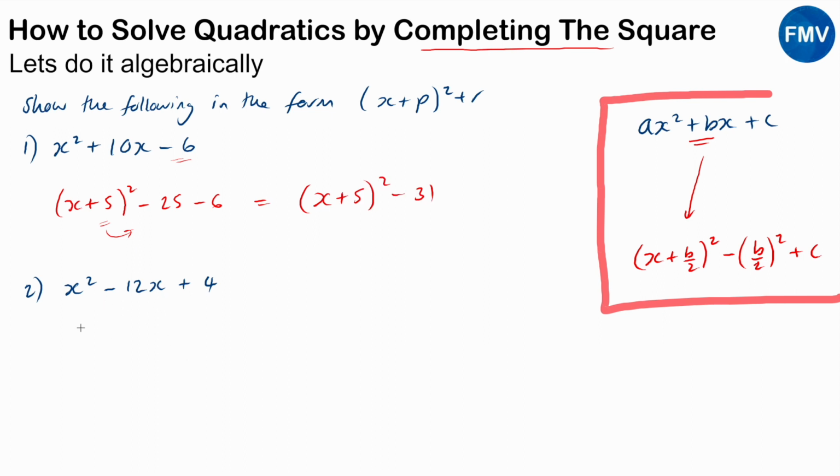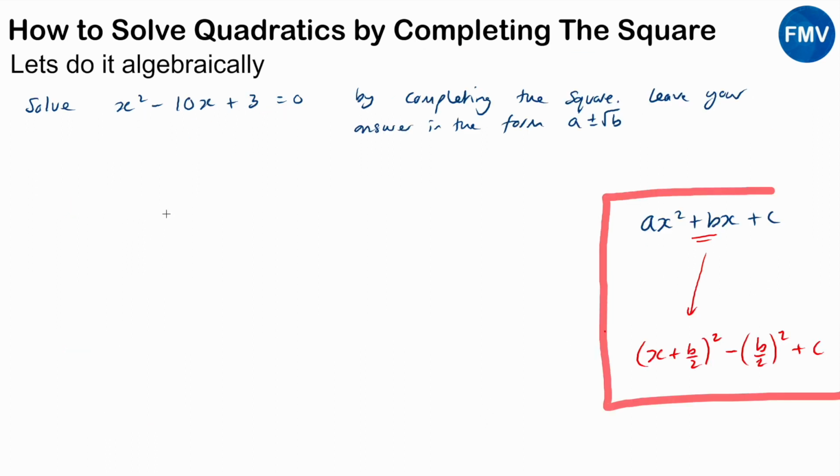Let's have a go at the second one. Again, we start with the bracket, x goes in. We have got a minus 12 here, so half of minus 12 is minus 6. That becomes squared. So we are looking at minus 6 squared. Well, minus 6 times minus 6 is plus 36. So we are still subtracting that, and we're going to add the 4 on the end. And that's completing the square.